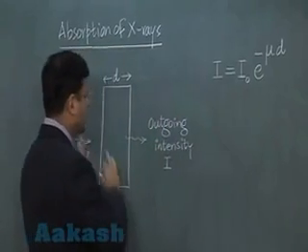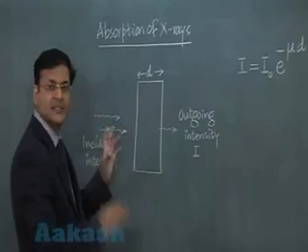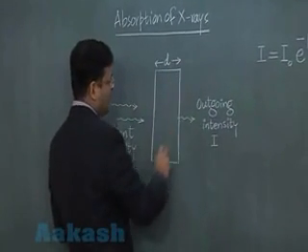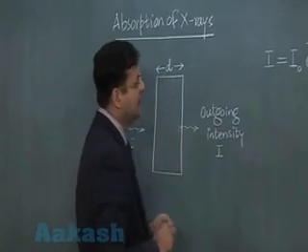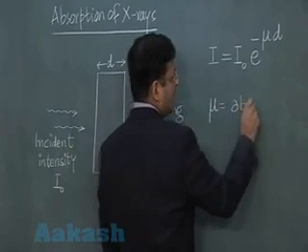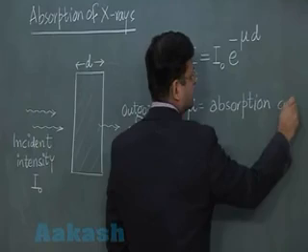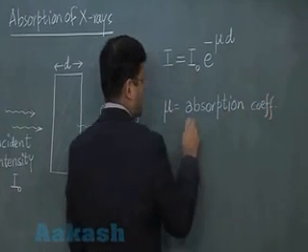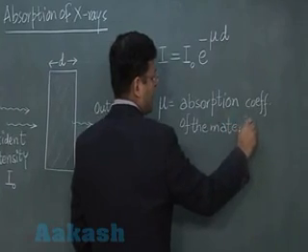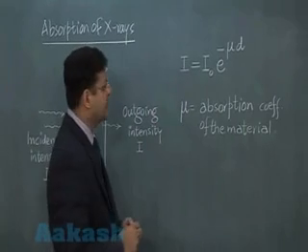I is the intensity of X-ray once it has passed through the target, and I naught is the intensity of the X-ray when it has entered the target. And let's suppose the thickness of this target is d. Then here, the constant mu which you have defined, this is called absorption coefficient of the material. Isn't it? Absorption coefficient of the material for the X-rays.